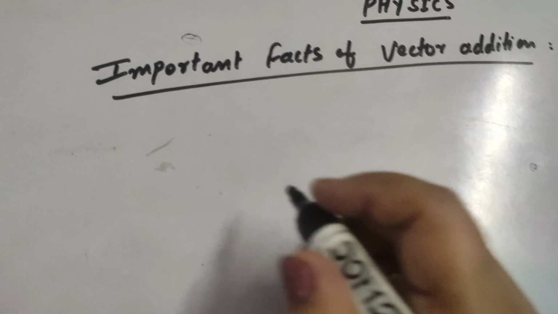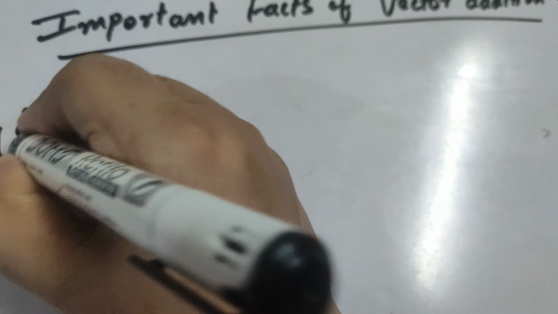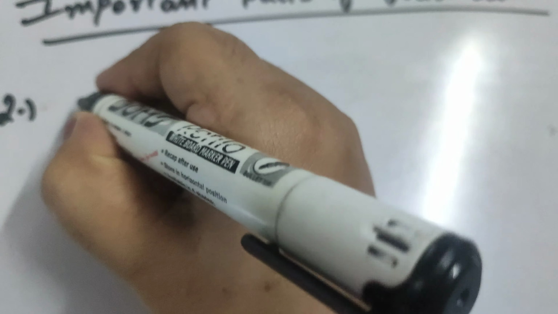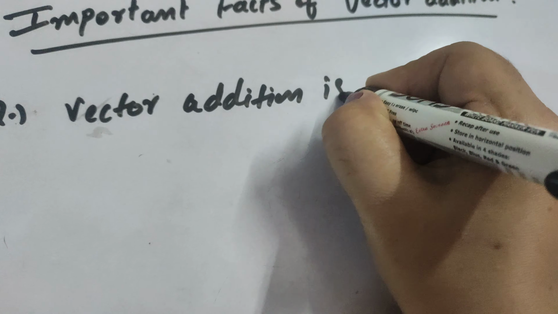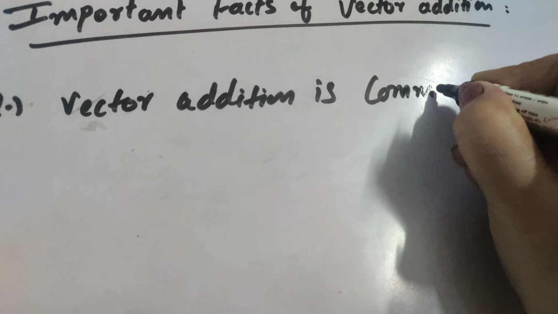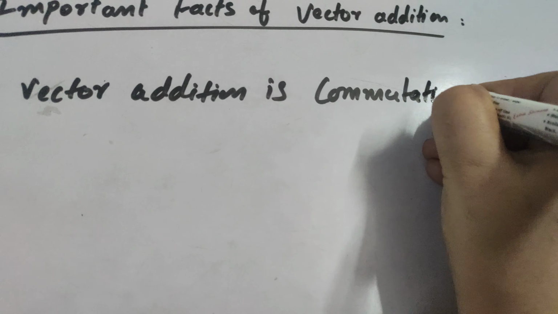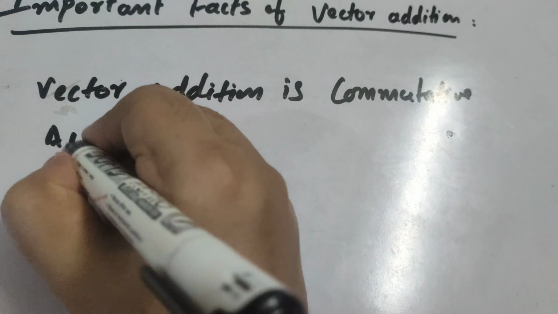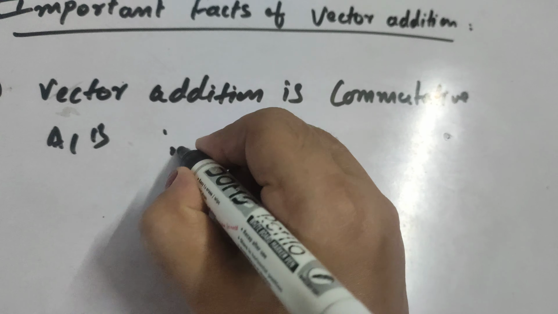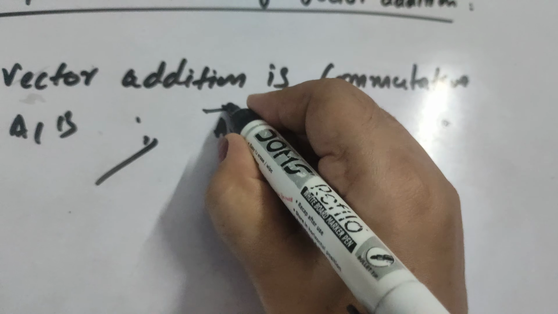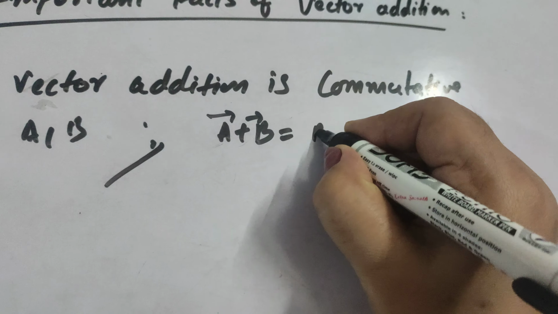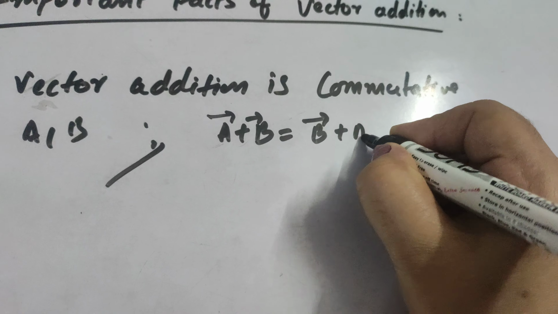The second property is that vector addition is commutative, right? That is, if we have two vectors A and B, in that case vector A plus vector B is equal to vector B plus vector A.